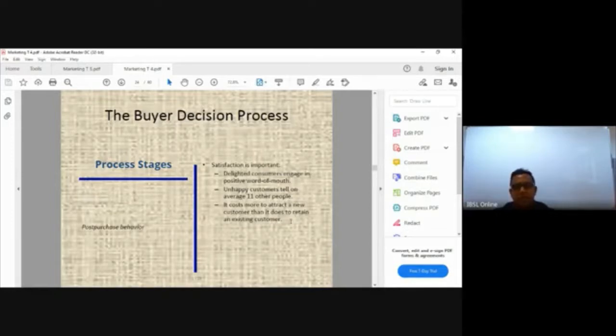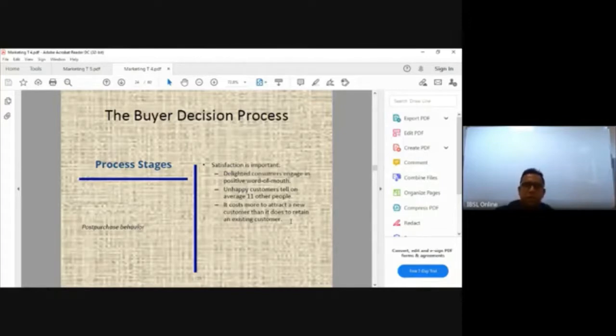Sometimes they say it is 5 to 10 times more costly to get a new customer than to retain an existing customer. Because to attract a new customer, you have to offer something very attractive, but maybe not attractive to you as an organization. To grab the customer, you will have to offer something at your cost.